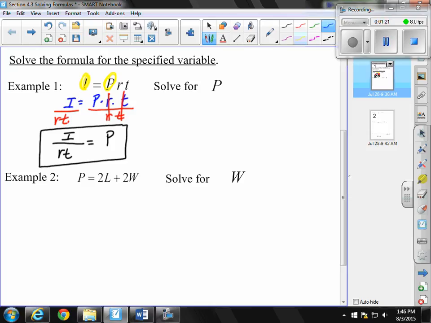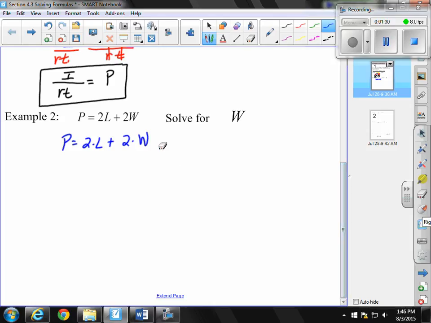Example number 2, we have P equals 2 times L plus 2 times W. Remember, when you're solving an equation, you use the addition property first and then the multiplication property. So here we have a positive 2L. We're going to subtract 2L from both sides of our equation. Remember, our sides are where we have the equal sign. P and L are not like variables, so we cannot combine those two terms. We're just going to carry them down.